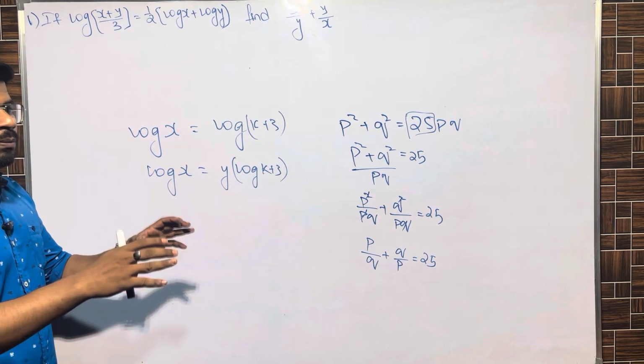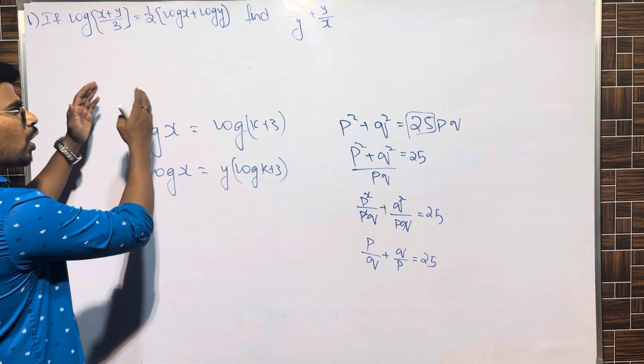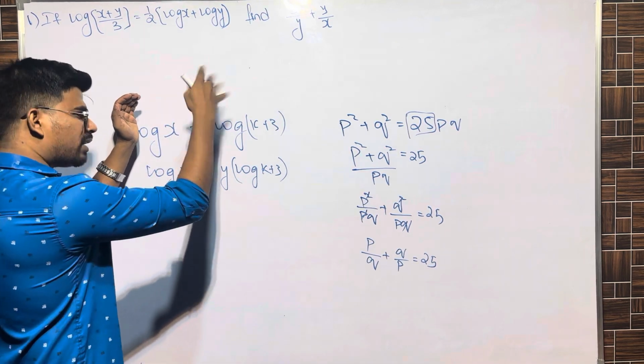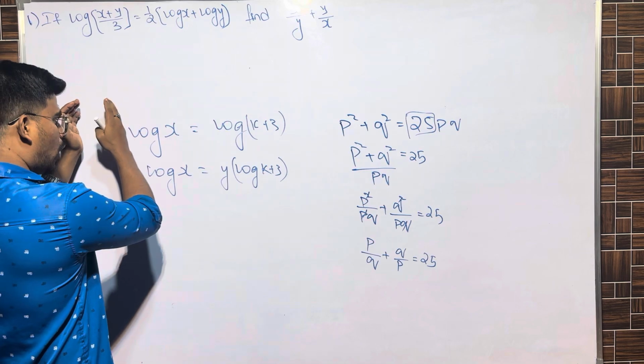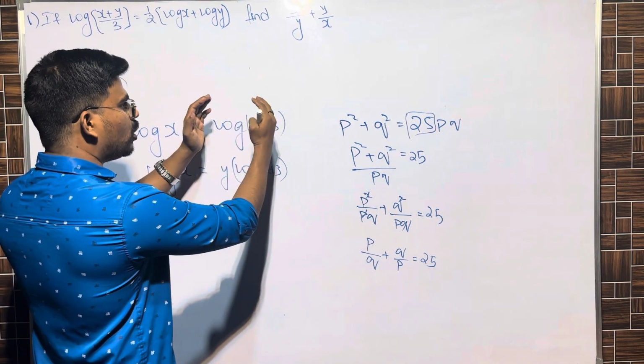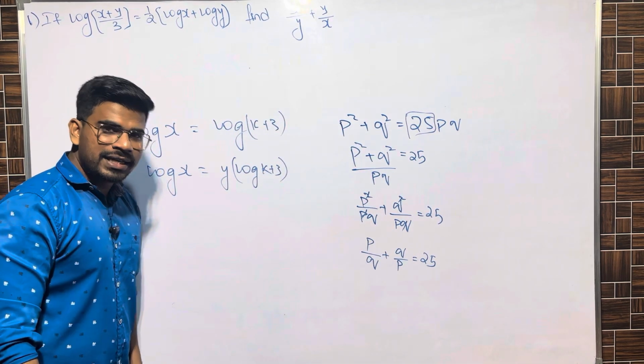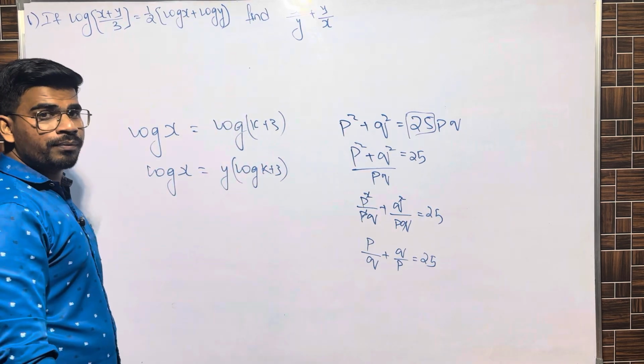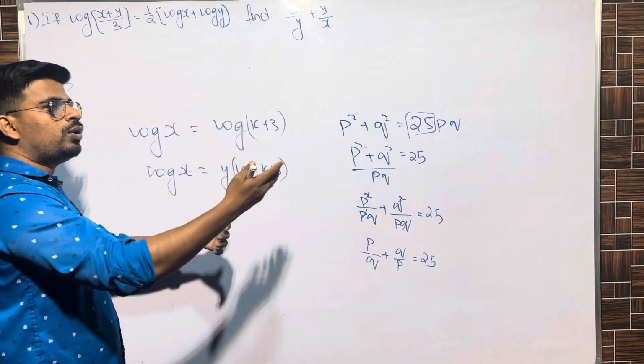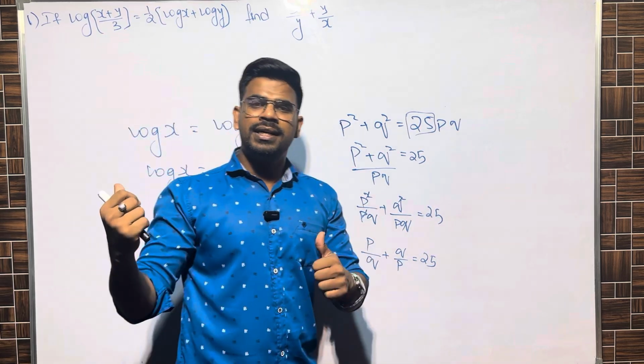So first of all, before removing log, you have to make sure that log is there followed by some bracket. Whatever is there in the bracket, none of our business. Log of some bracket is equal to log of some bracket. If we arrange it this way, we can remove log on both sides. And whatsoever is there, we can do our basic mathematical calculations and get the required answer.